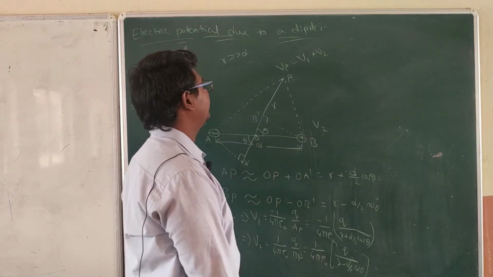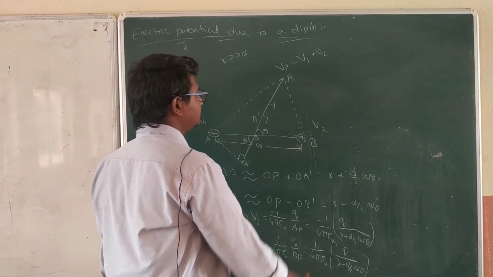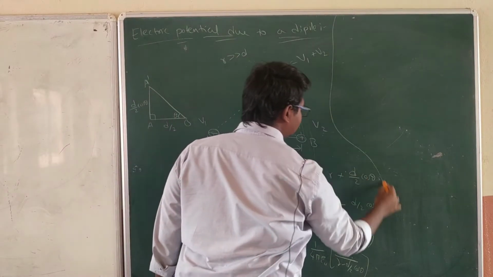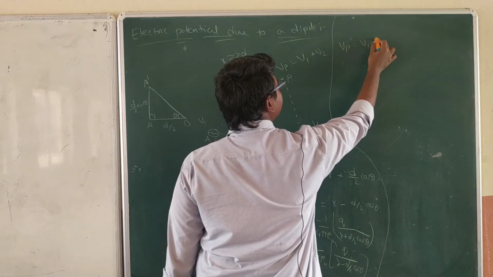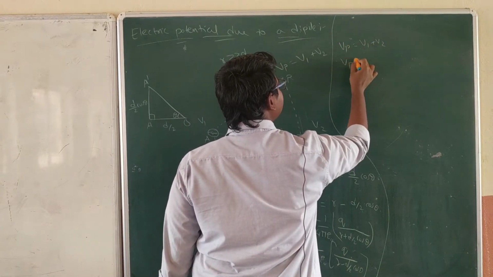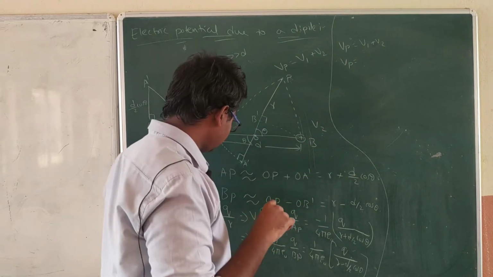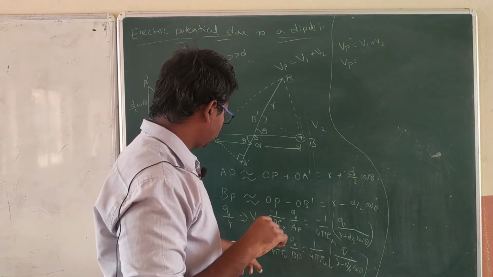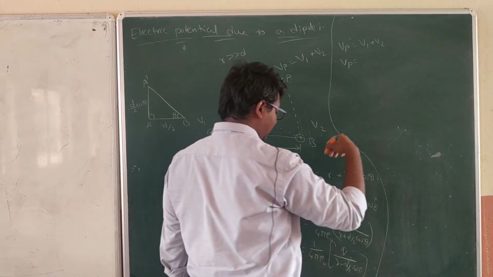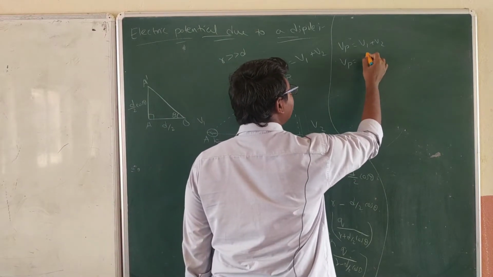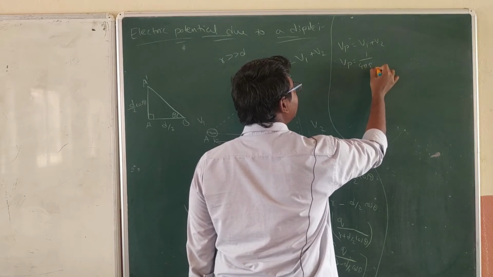V1 plus V2. Vp is equal to V1 plus V2. Okay, let's do that one here. Vp is equal to V1 plus V2. Vp is equal to V2, this value is there, and V1, this value is there. And now in both the cases, 1 by 4 pi epsilon naught.